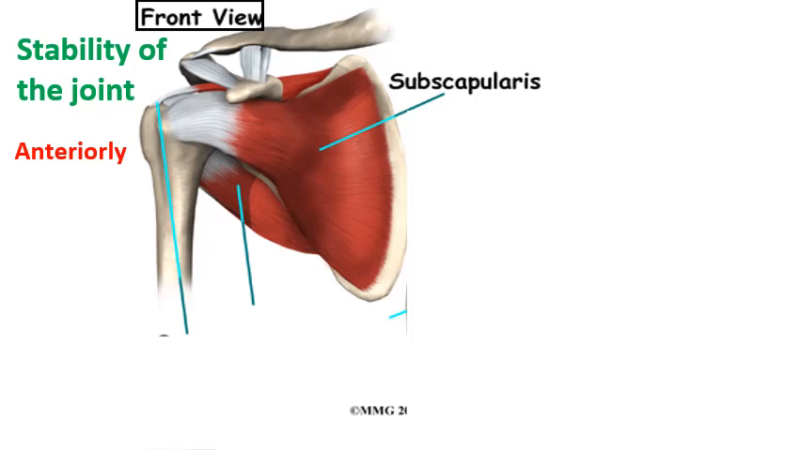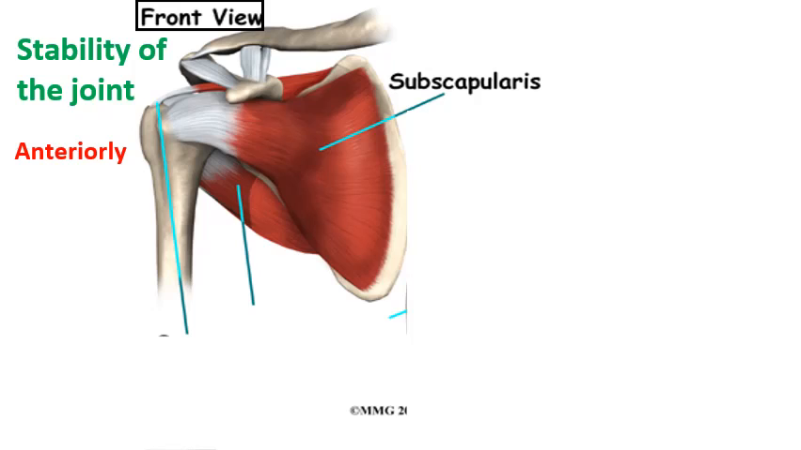We come to the next point. What causes the stability of the shoulder joint? There are many factors that are responsible for the stability of this joint. The most important factor is the muscles that surround the shoulder joint. Let us see what are the muscles that surround this joint. This is the anterior view.